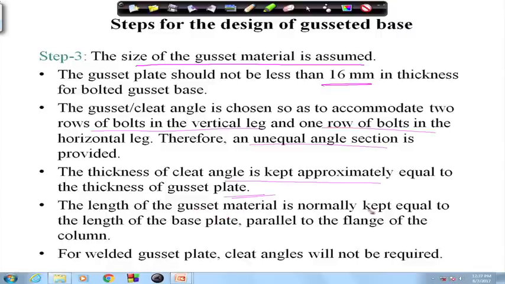This will be in general kept equal to the length of the base plate parallel to the flange of the column. So, parallel to the flange of the column, whatever length will come, that will be considered as the length of the gusset plate. So, we first need to know the base plate length, then we can find out the length of the gusset plate.